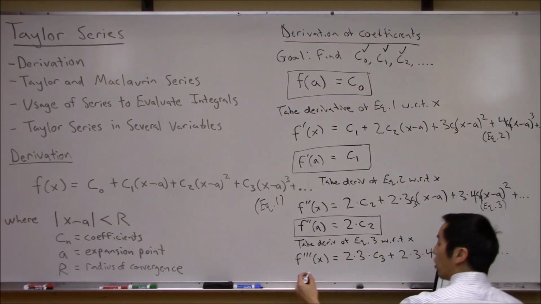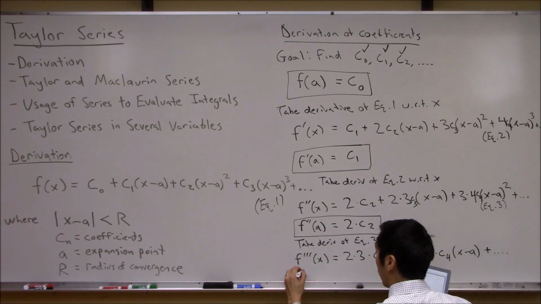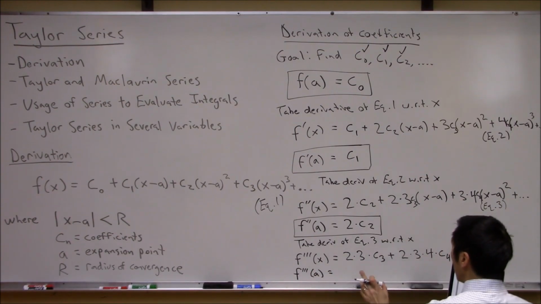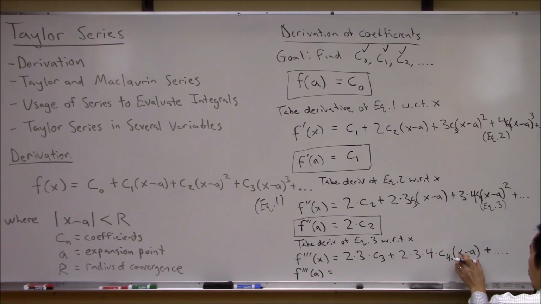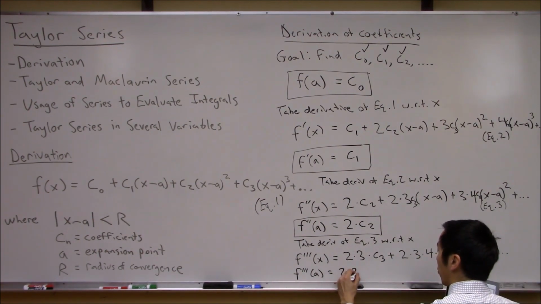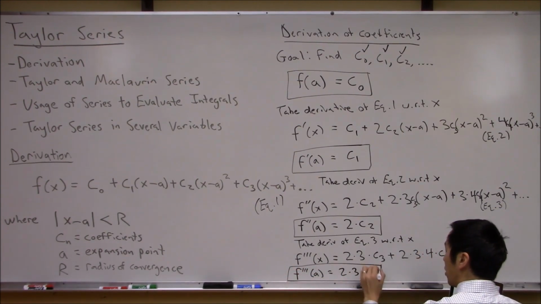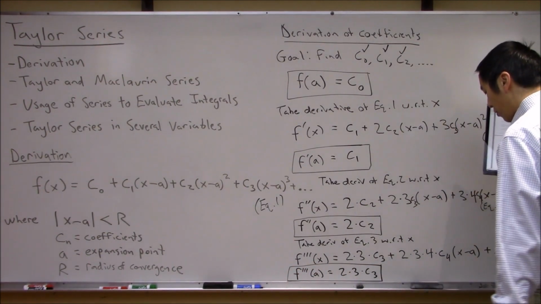So now, again, we do the exact same trick. What is the f triple prime at a? What does that look like? Again, that knocks out this term here, because this difference becomes 0. Everything up here becomes 0, so we end up with 2 times 3 times C3, right? So does everyone see the pattern at this point?